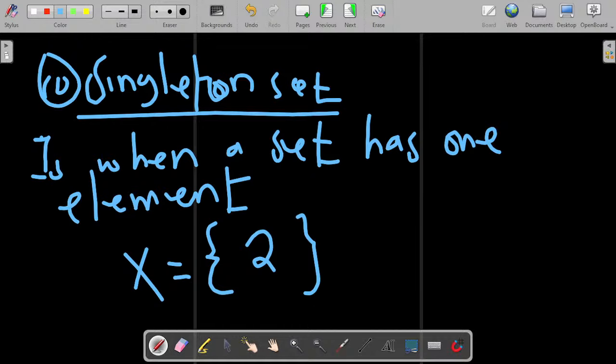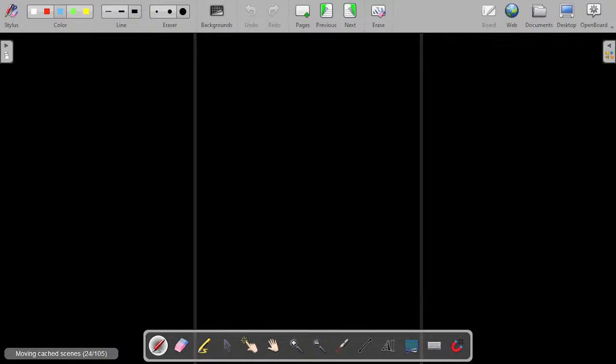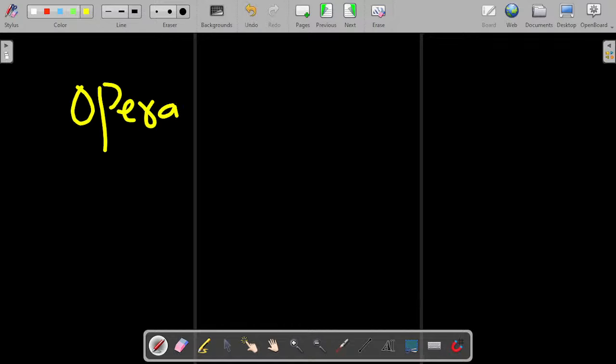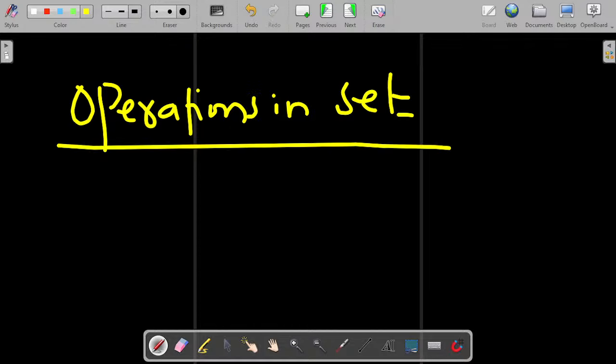Then we also have set operations. This is where you need to give attention. Although in all the class you give 100% attention, in this area you need to give 101% attention. Where we are going to now is operations in sets.